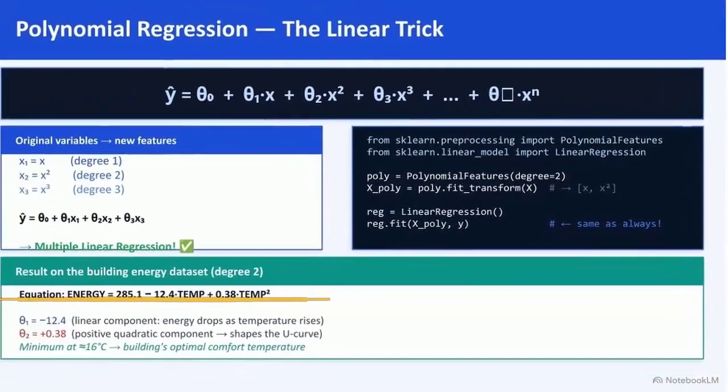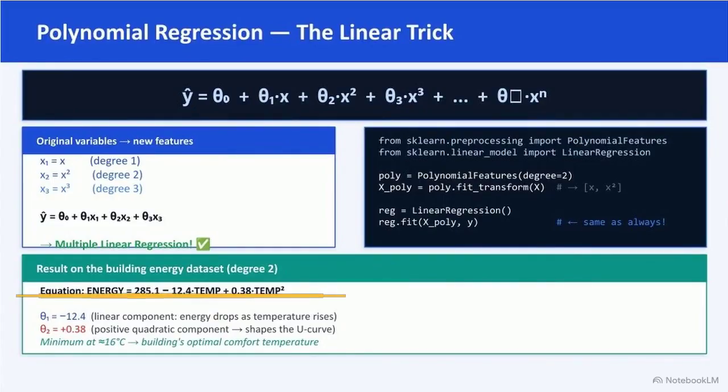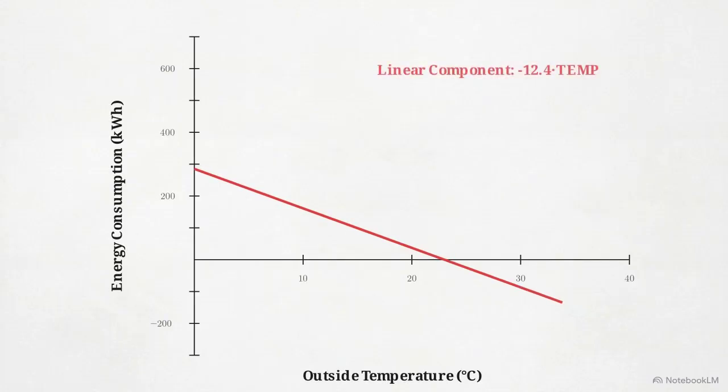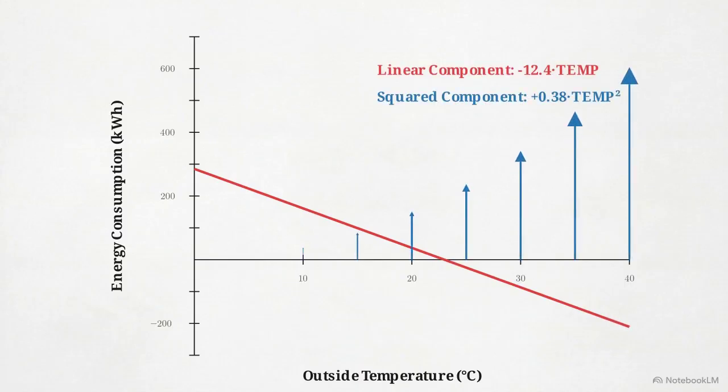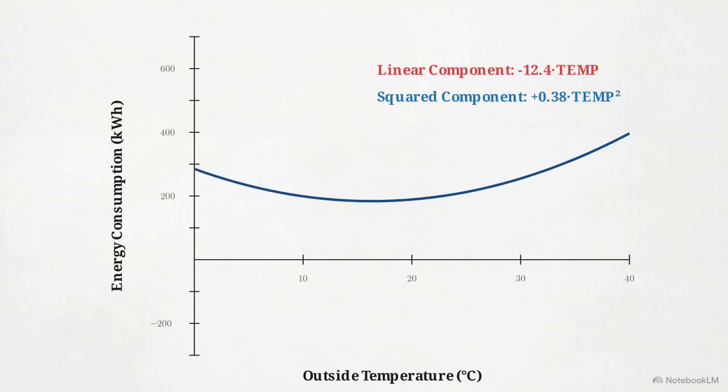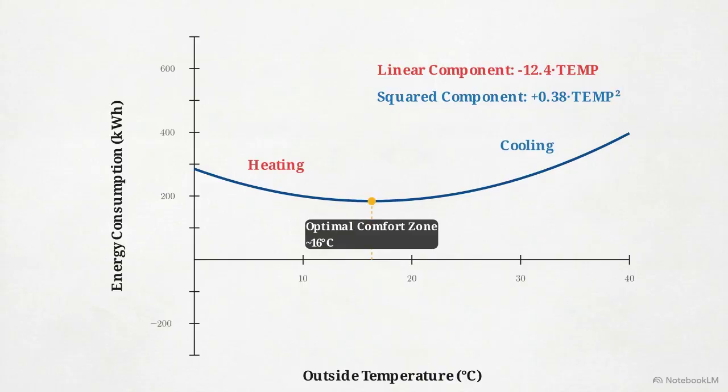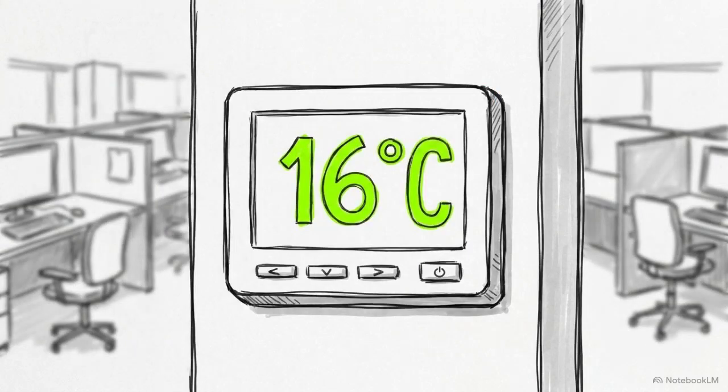When we apply a degree 2 polynomial to our building energy dataset, the trained model returns two distinct coefficients. The linear component is negative 12.4, which correctly pulls the predicted energy use down as the weather warms. But the squared component is positive 0.38, which acts as mathematical gravity, eventually pulling the curve back up as temperatures reach extreme heat. By adding a single squared feature, the standard linear algorithm perfectly discovers the building's 16-degree optimal comfort zone, resolving the underfitting problem.